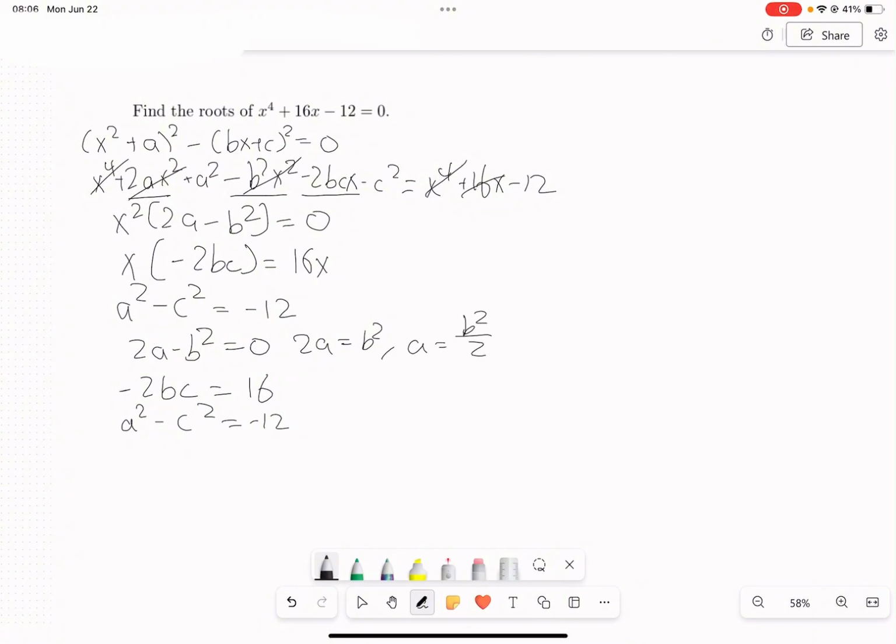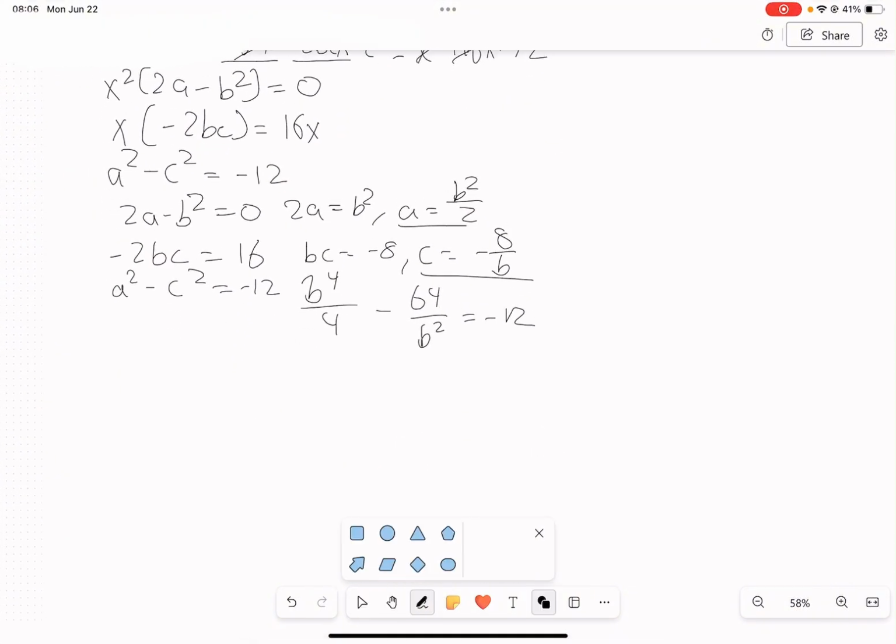Okay. From this top one, we get 2a equals b squared, a equals b squared over 2. We're just solving a system of equations now. bc equals negative 8, c equals negative 8 over b. And then this bottom one here, we can substitute in these two values and get b to the fourth over 4 minus 64 over b squared equals negative 12.